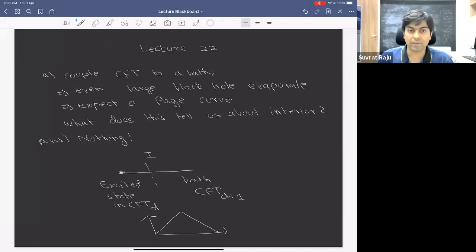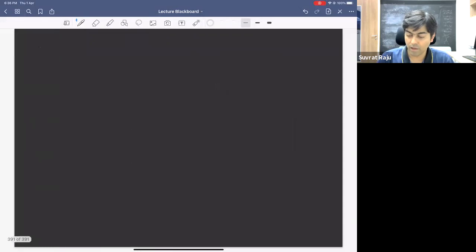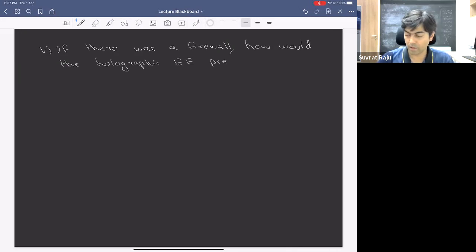So maybe one could ask a separate question. One could ask, if there was a firewall, how would the holographic entanglement entropy prescription reproduce the Page curve? So that is a question we could ask. The computations we did so far didn't in any very critical sense involve the interior, but they involve some properties of the interior. And so we could ask how this holographic entanglement entropy prescription would reproduce the Page curve.